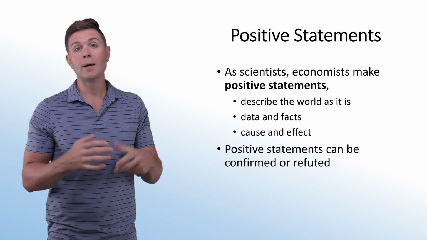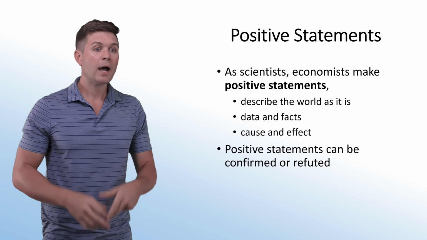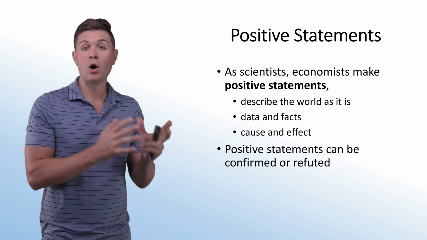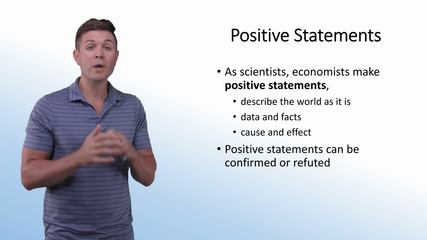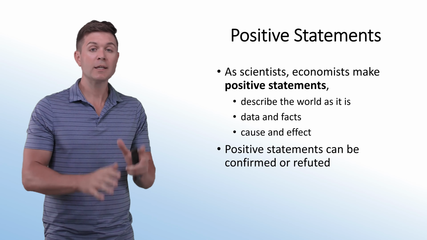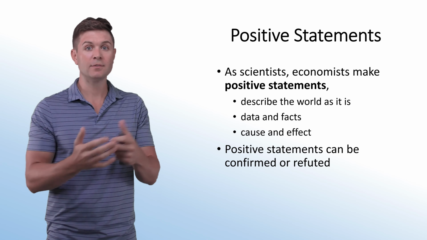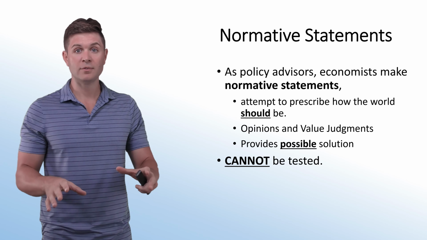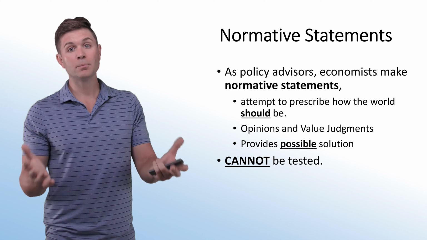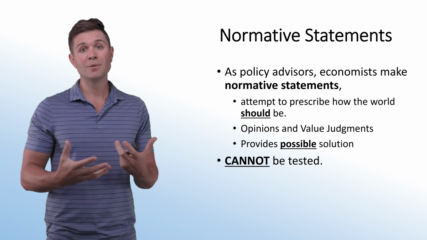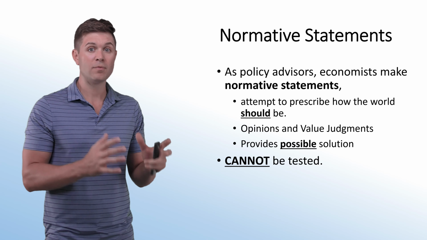Positive statements describe the world as it is. It's data and facts. It's cause and effect statements. It can be tested. All right, so it doesn't always have to be true. It can be false, but it's something that is testable. Now, on the other hand, normative statements, these are value judgments. What should be? It's a possible solution. It's really hard to test because a lot of times it's just a value judgment.